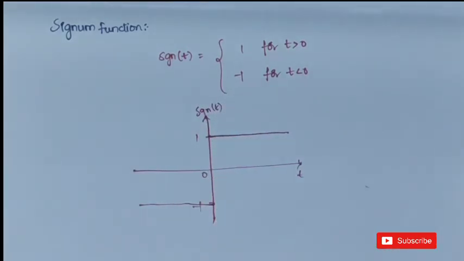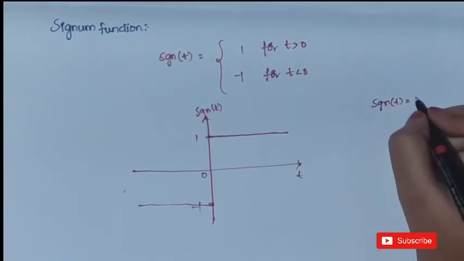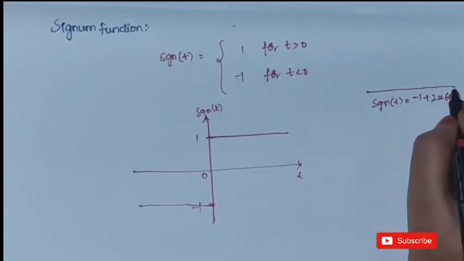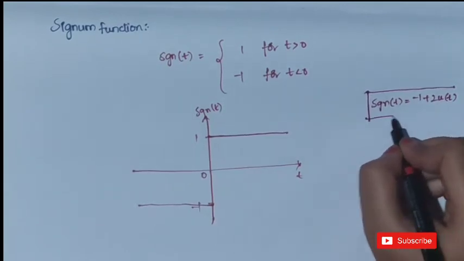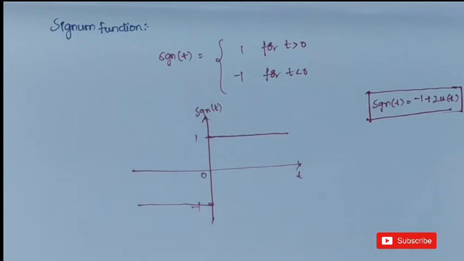Signum of t is very easy. For t greater than 0, it is 1 and for t less than 0, it is minus 1. The relationship between the signum function and the unit step function is signum of t is equal to minus 1 plus 2 times u of t, where u of t is the unit step function. This is about the signum function.